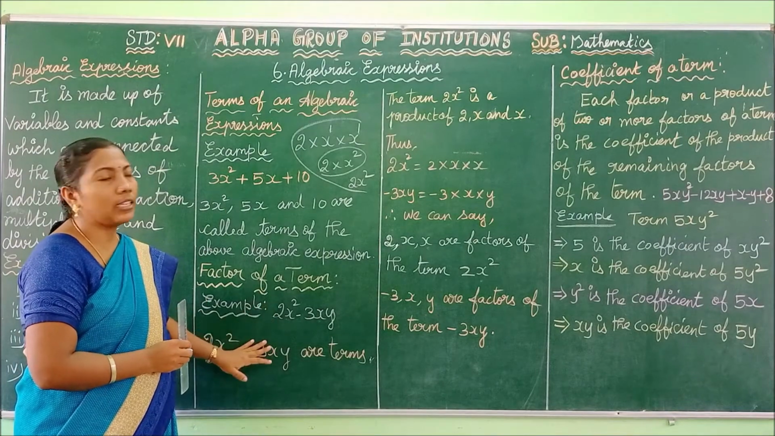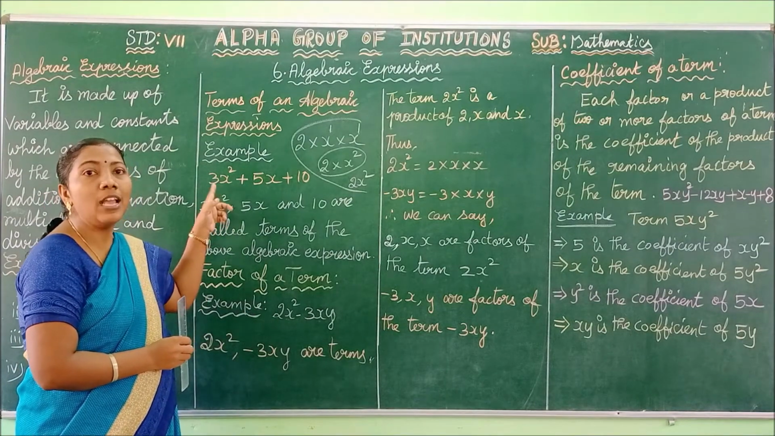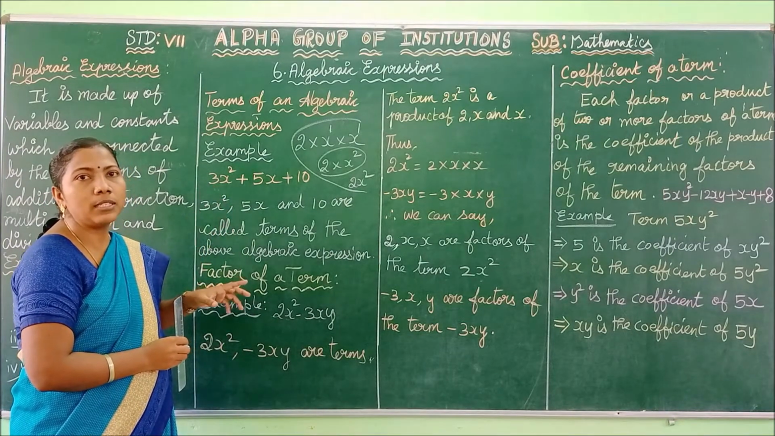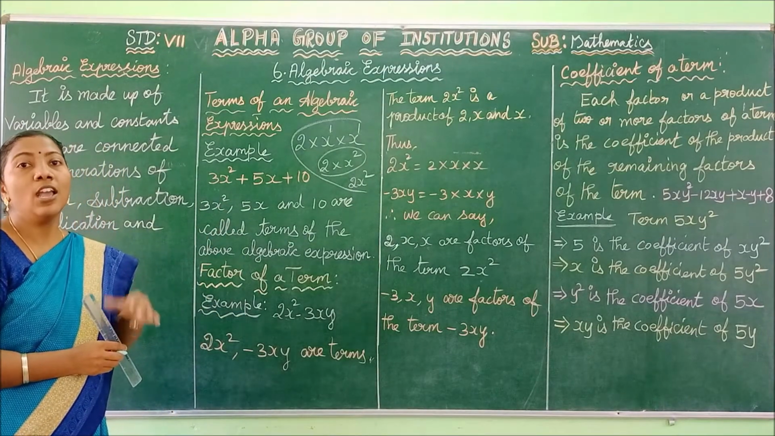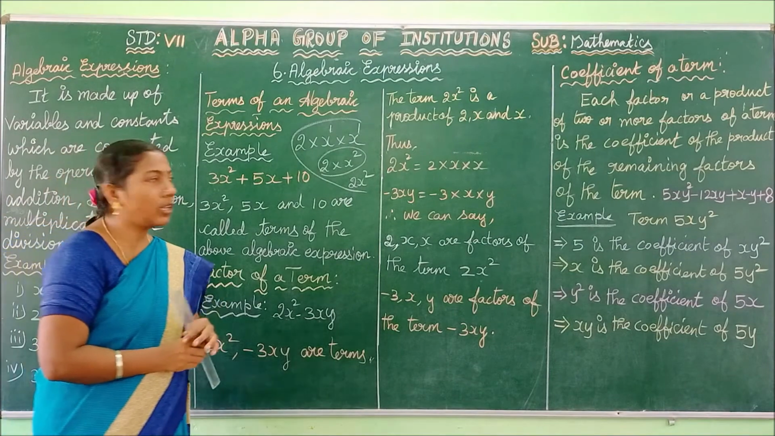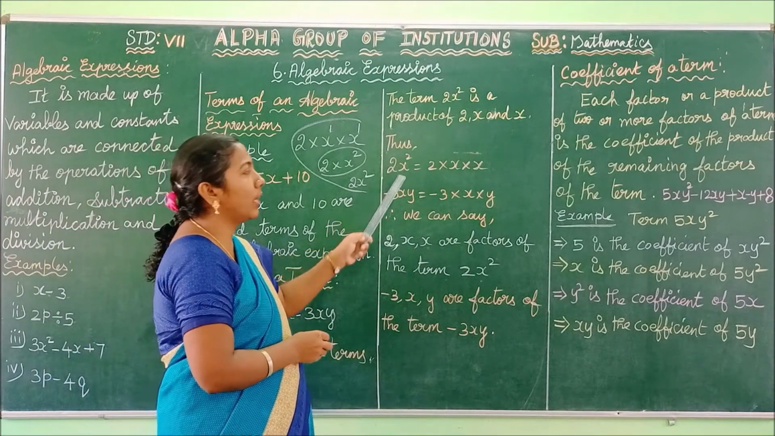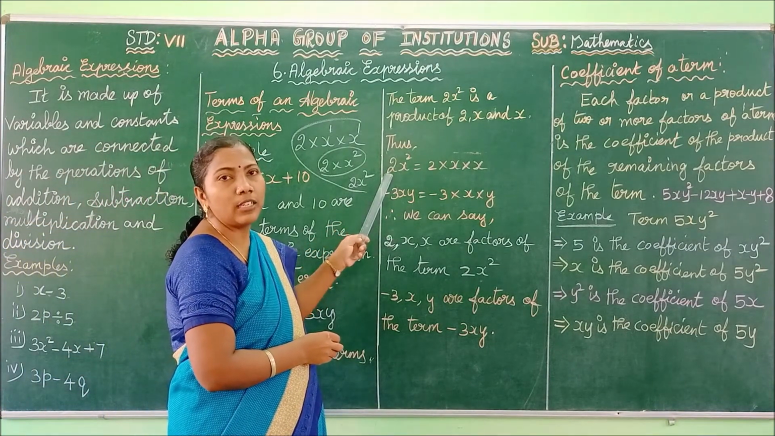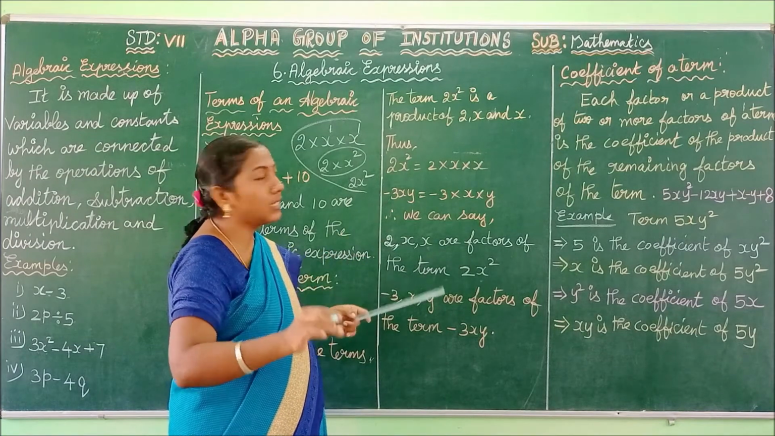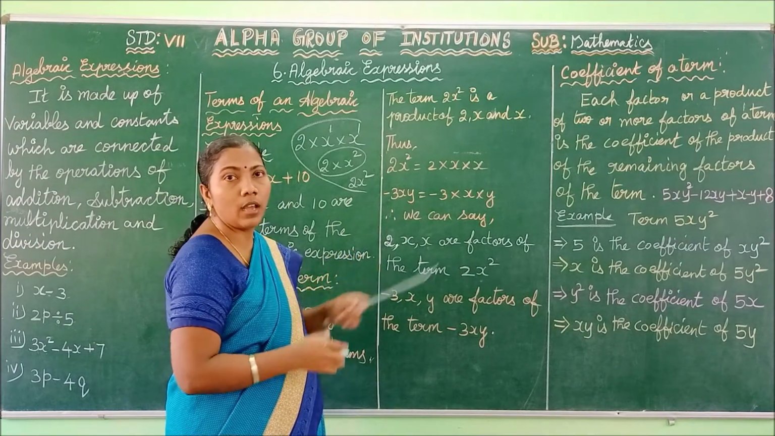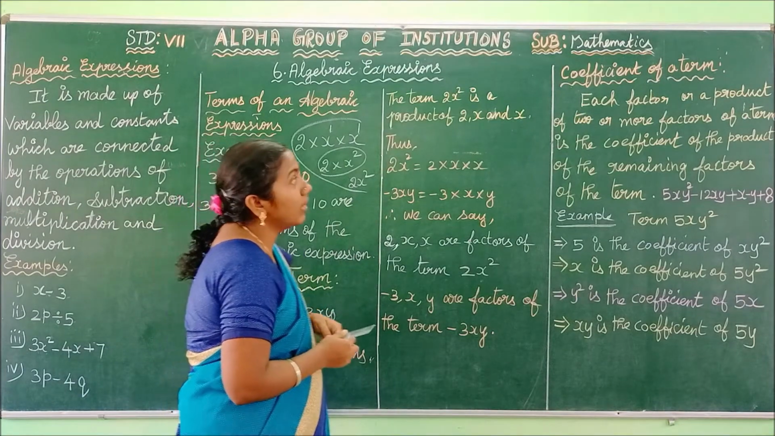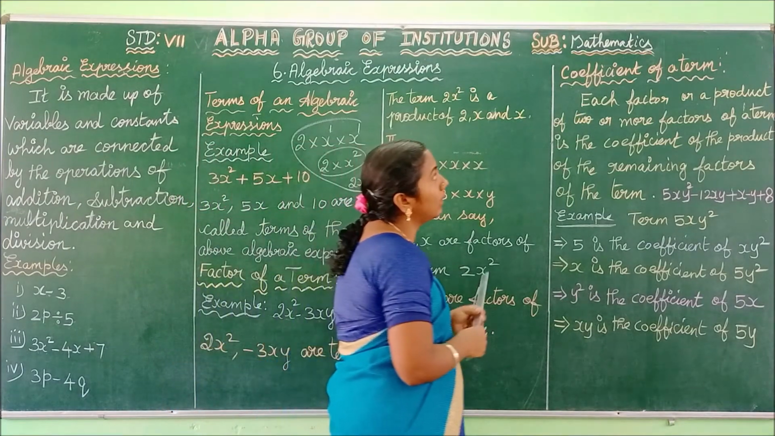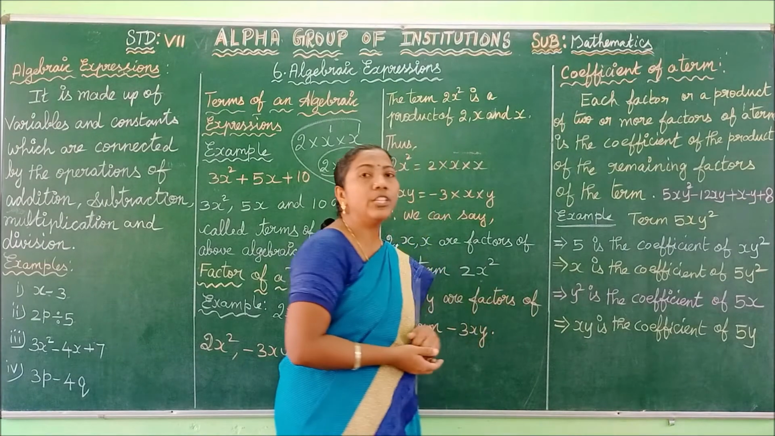What are the factors? Each term is formed by the product of some numbers or variables. We call those numbers and variables factors of the term. See here, 2x square minus 3xy. The factors of 2x square are 2, x, x, and the factors of minus 3xy are minus 3, x, y. I hope you understand. Next we are going to discuss an important concept, the coefficient of a term.